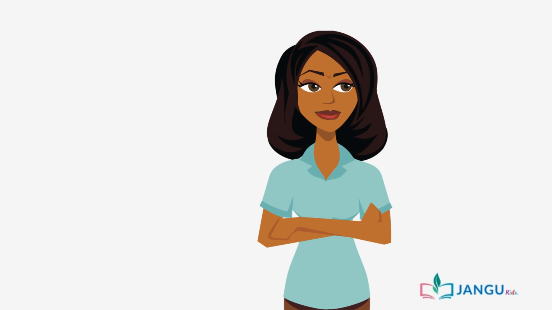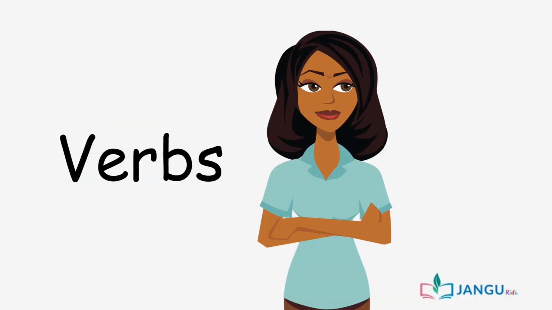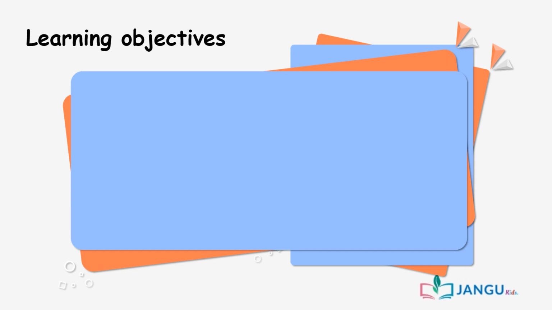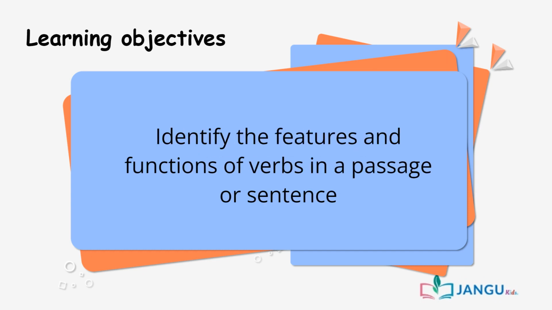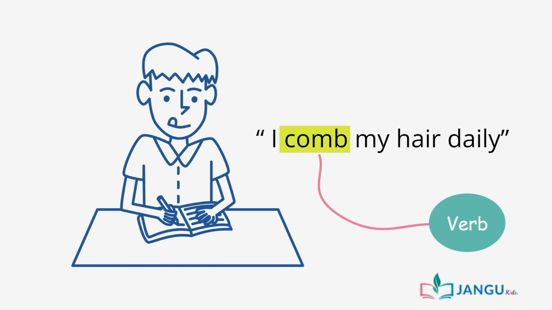Today's lesson is the last part of a three-part lesson where you will learn all about parts of speech: nouns, adjectives, and verbs. In this third lesson, you will learn all about verbs, and by the end of the lesson, you should be able to define a verb and identify the features and functions of verbs in a passage or sentence. Have you ever written or spoken about something you or someone else did?